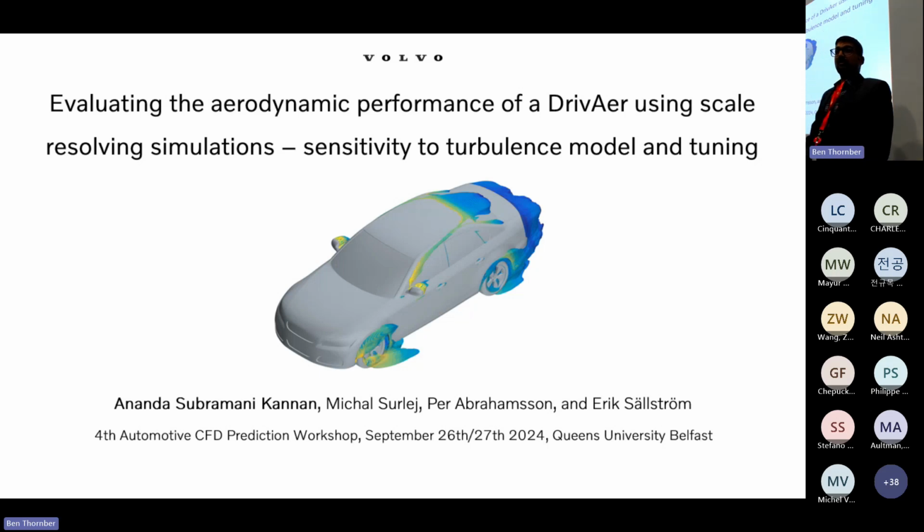A bit of a story before I start. Some of my colleagues were there at AutoCFD4 in Barcelona, and they were feeling a bit left out because we were not presenting anything. So this time we made a concrete effort to make a contribution to this forum, and I hope it's fun and we learn something.